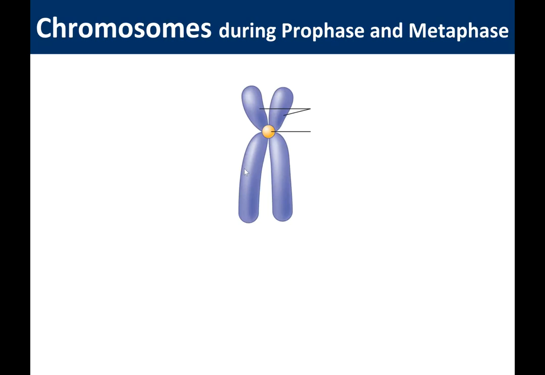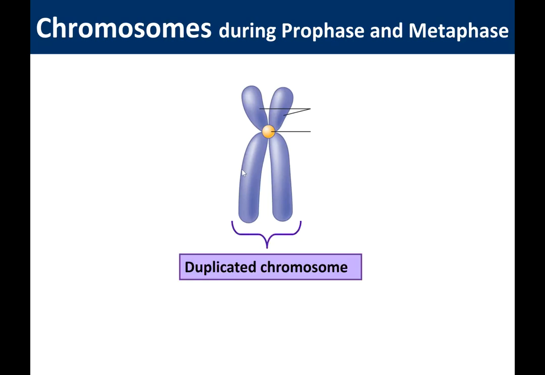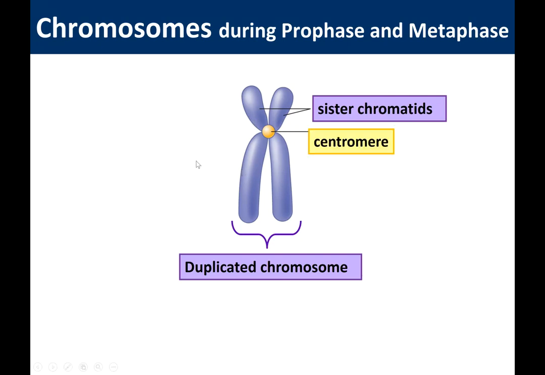Chromosomes during prophase and metaphase are duplicated chromosomes. Each half is called a sister chromatid, and the part that holds the 2 sides together and joins it to the spindle fiber is called a centromere.